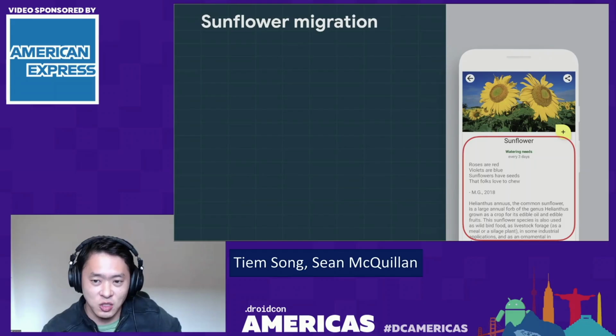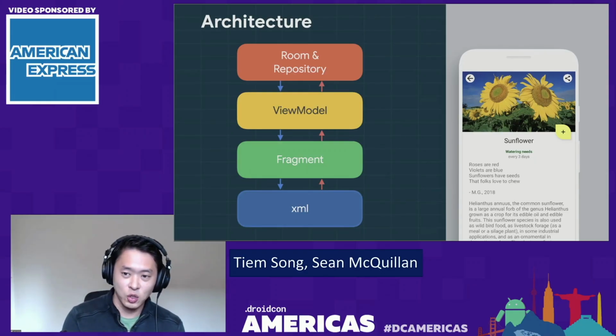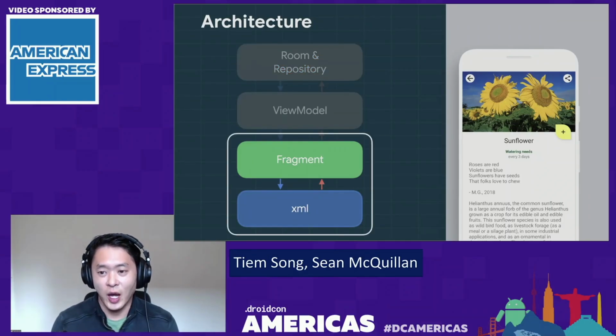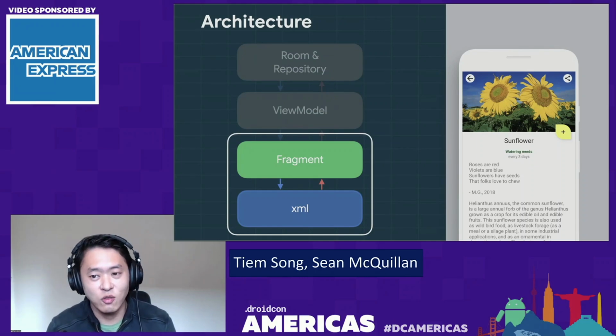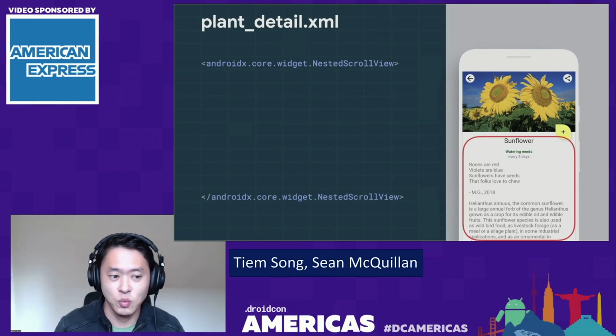And let's go over the architecture very quickly. So Sunflower uses a Room database to store all the plant data, which is surfaced up to the repository and then to the view model, eventually making its way to the fragment and, of course, the XML. So which parts of the stack do we actually want to change to add Compose? We want to modify the fragment and the layouts. So let's take a look at those portions.